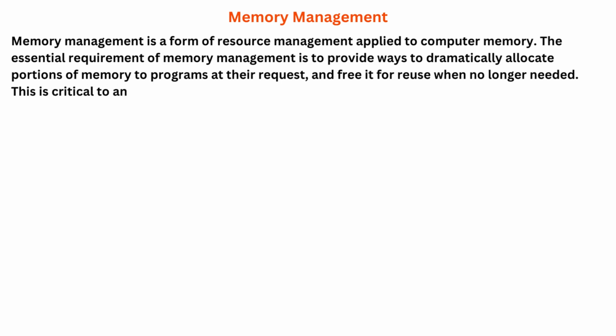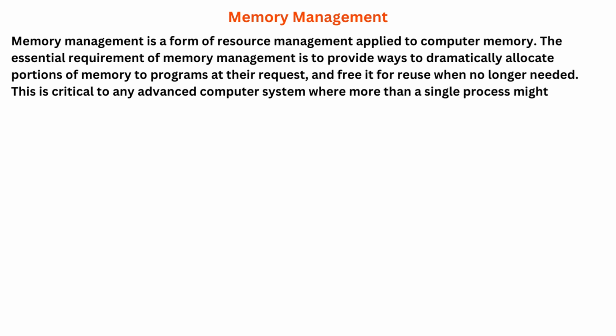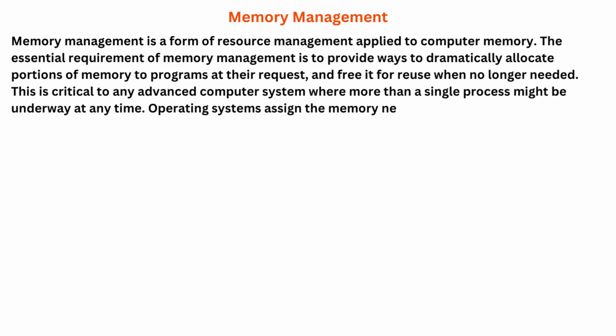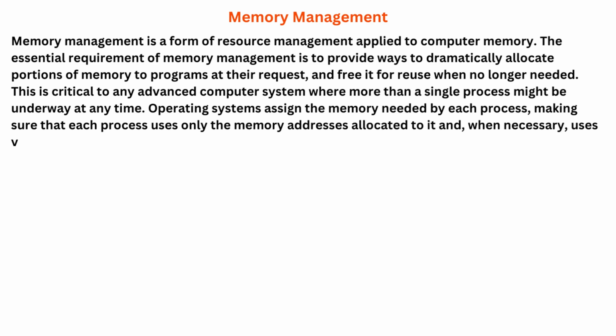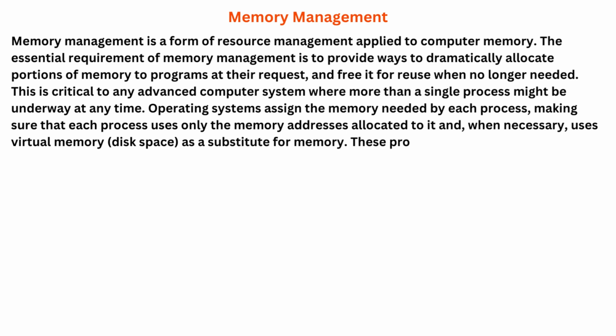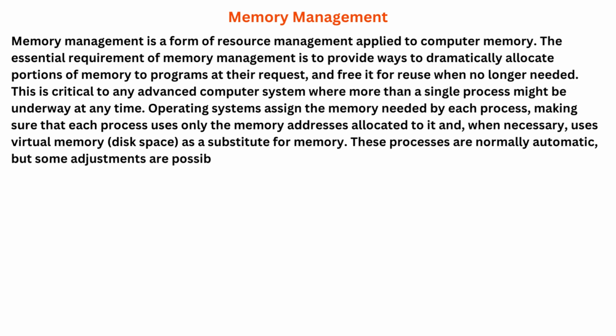This is critical to any advanced computer system where more than a single process might be underway at any time. Operating systems assign the memory needed by each process, making sure that each process uses only the memory addresses allocated to it and, when necessary, uses virtual memory, disk space, as a substitute for memory. These processes are normally automatic, but some adjustments are possible.